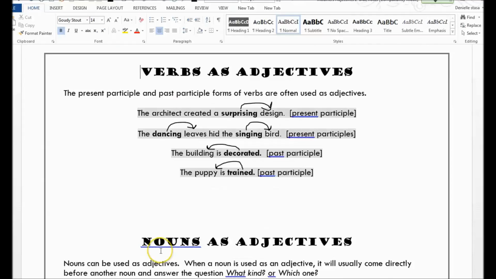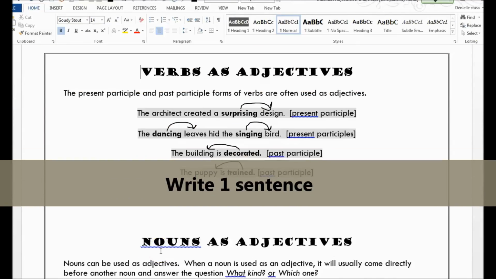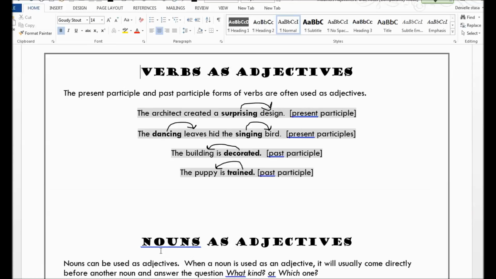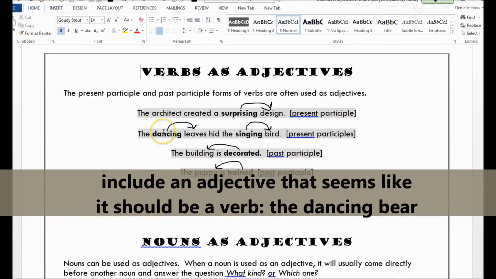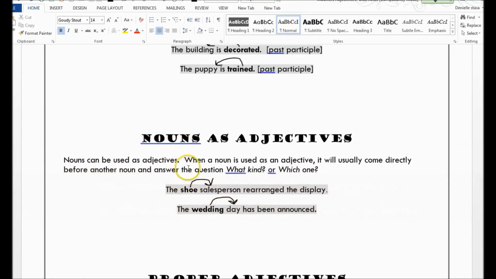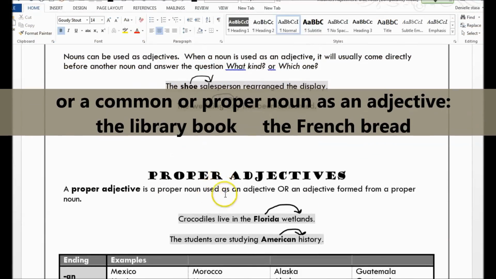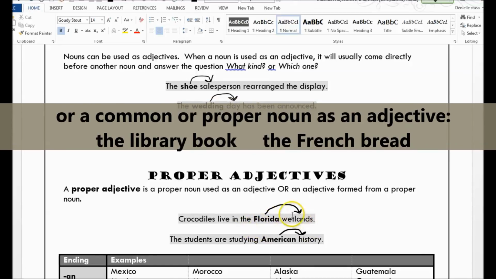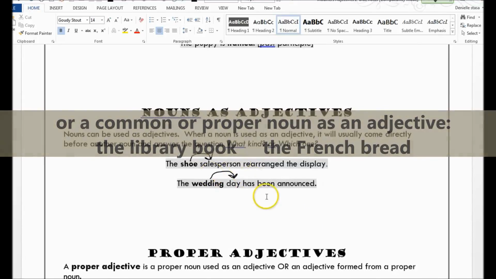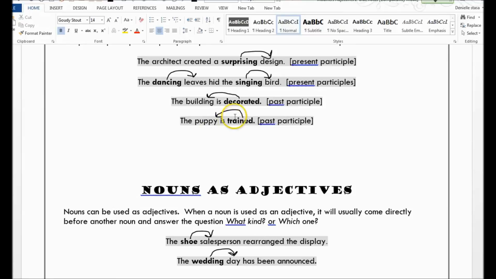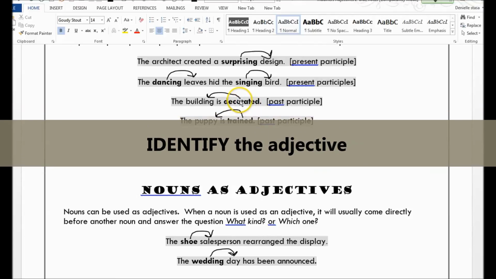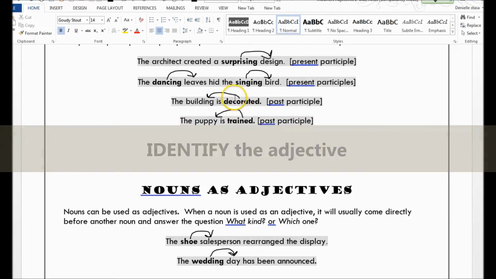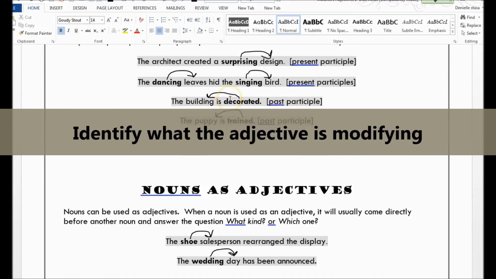For your assignment, I want you to write one sentence using one of these kinds of adjectives. So use something that seems like it should be a verb as an adjective, or a noun as an adjective, or a proper noun as an adjective. So any one of these sentence types, make sure that you are identifying the adjective. You can bold it or underline it or italicize it in your sentence, and tell me what it's modifying, what the noun is that it's modifying.